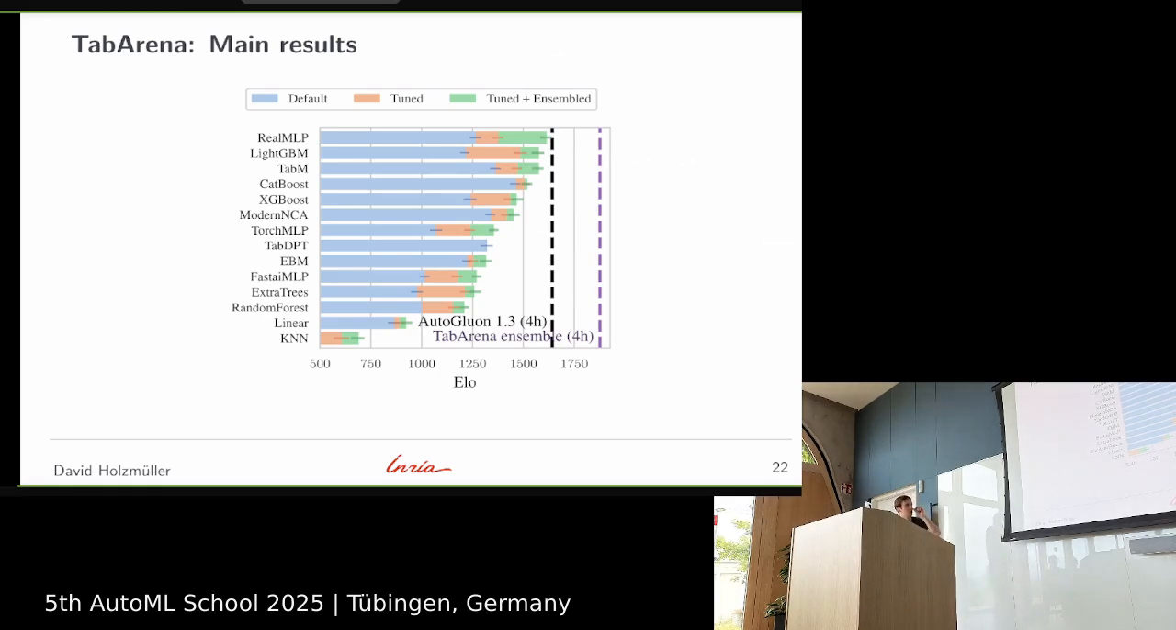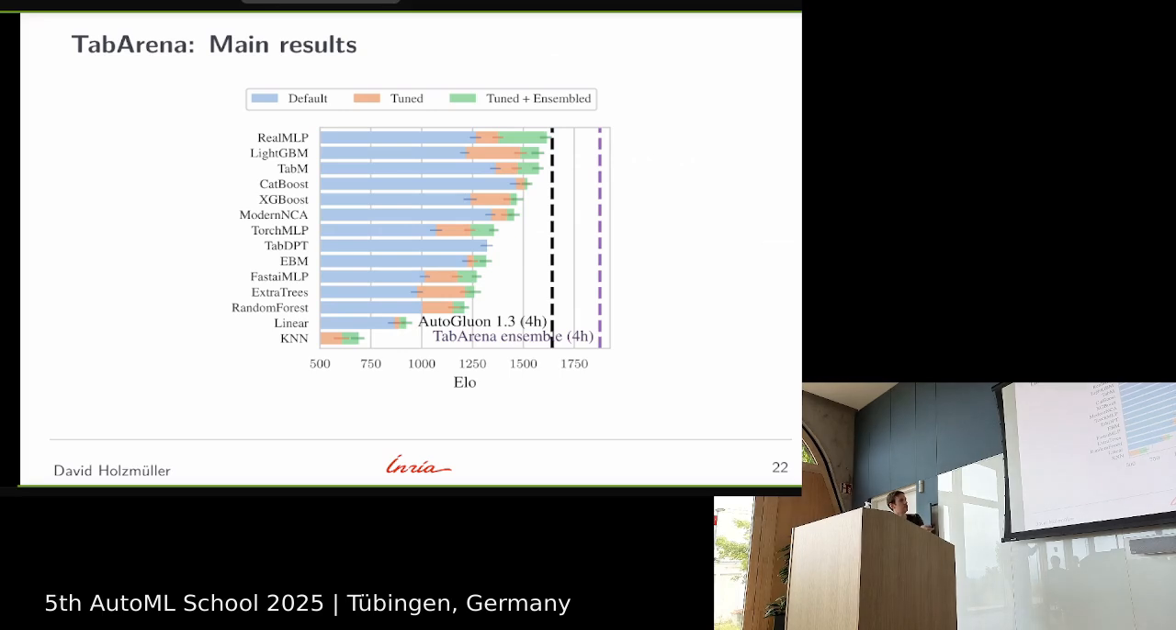Especially for RealMLP, we see RealMLP is here the best method with ensembling, but if you only do the tuning, it's like, I don't know, the sixth best method. So yeah, this makes quite a difference. And then we see here LightGBM is a boosted tree method, CatBoost, but TabM is also an MLP method. So really MLPs have caught up with boosted trees according to this new benchmark.